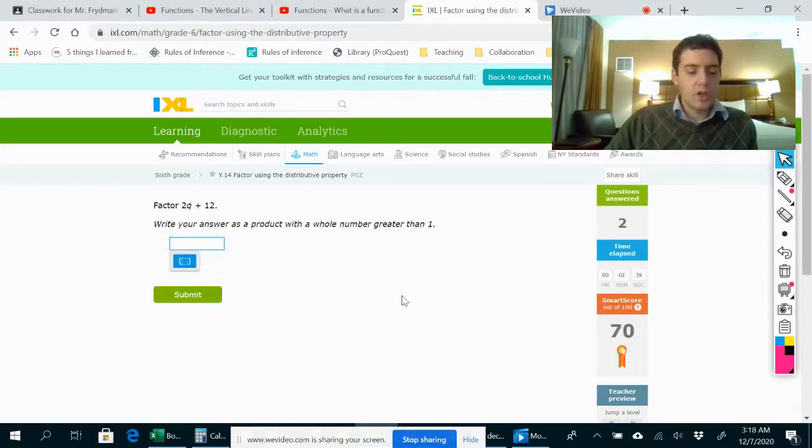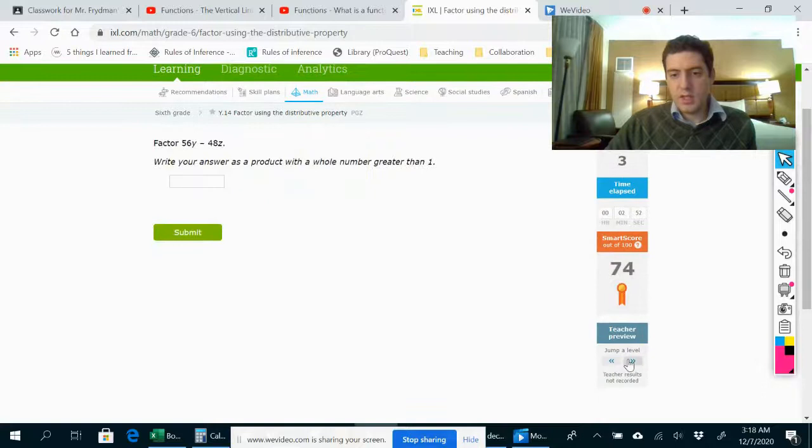All right, here the greatest common factor would be 2, and that would be q plus 6, right? 2 times q is 2q, plus 2 times 6 is 12. All right, let's jump ahead to the next level.